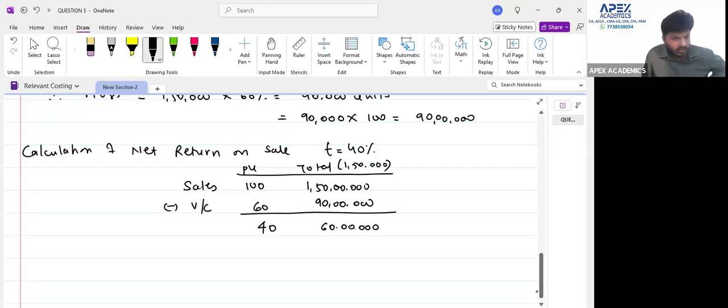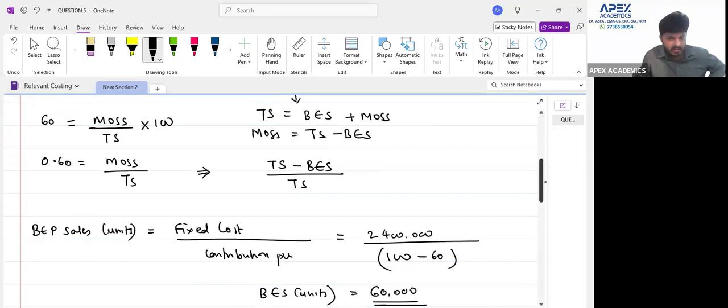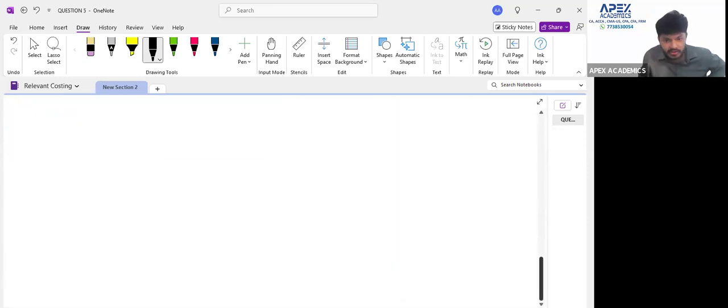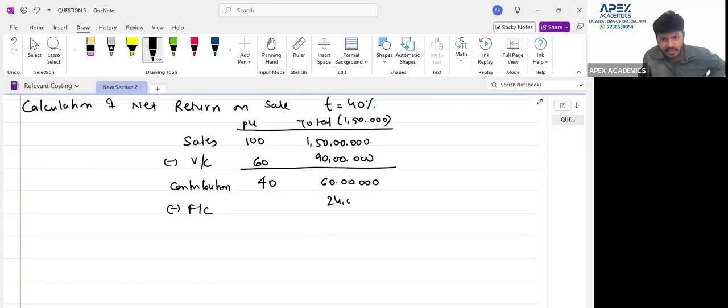60 lakhs. Agreed? What is this? This is my contribution. They have also given us the fixed cost in this question, on the basis of which we probably did our calculation. What is our fixed cost? 24 lakhs. So subtract 24 lakhs from this.